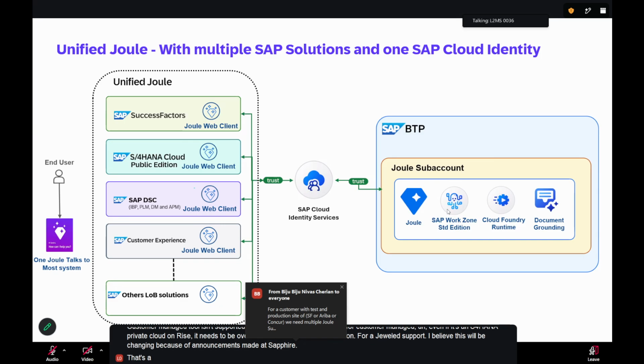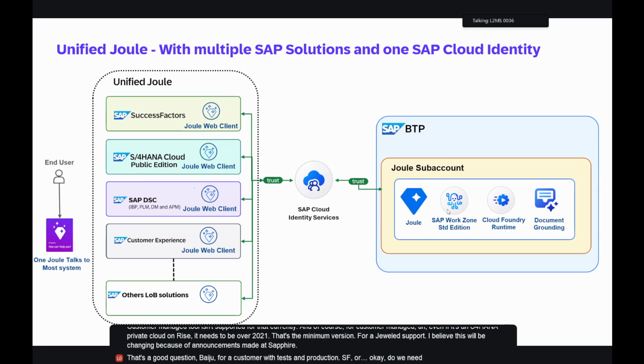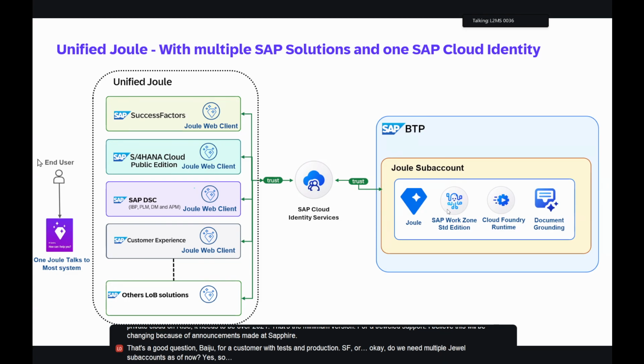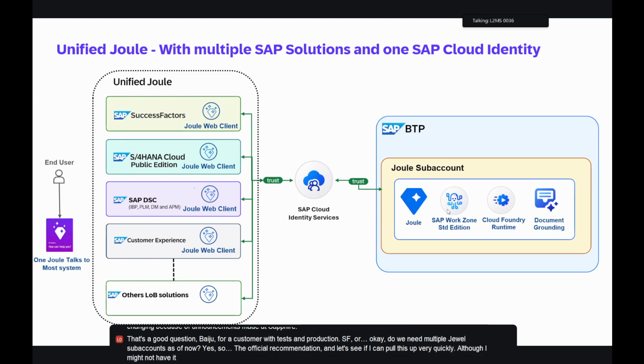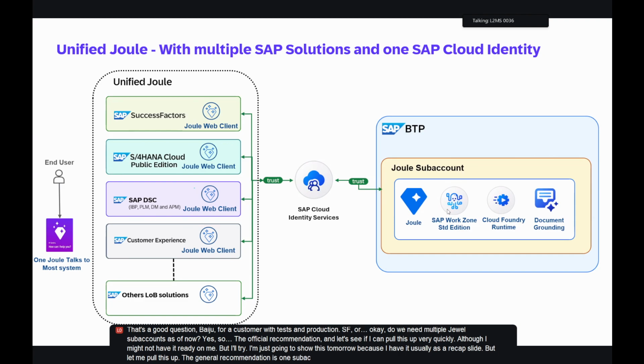That's a very good question, Baiju. For a customer with test and production SF, do we need multiple Joule sub accounts as of now? Yes. So the official recommendation, let me see if I can pull this up very quickly. I'm just going to show this tomorrow because I usually have it as a recap slide, but let me pull this up. The general recommendation is one sub account for Joule per landscape tier. So one Joule sub account for production, one for quality, and one for dev. So at the very least, you're going to have three sub accounts.